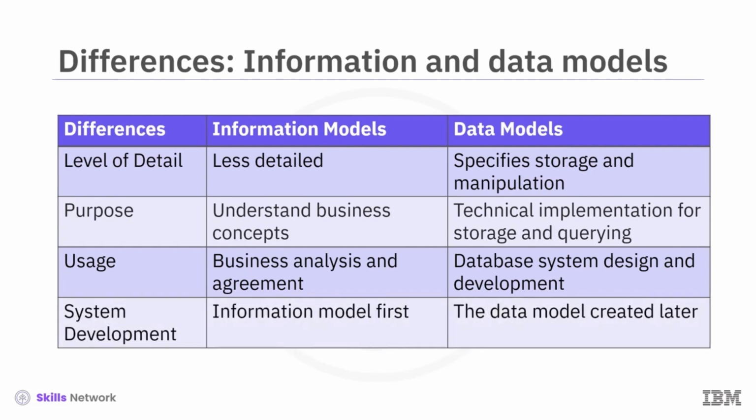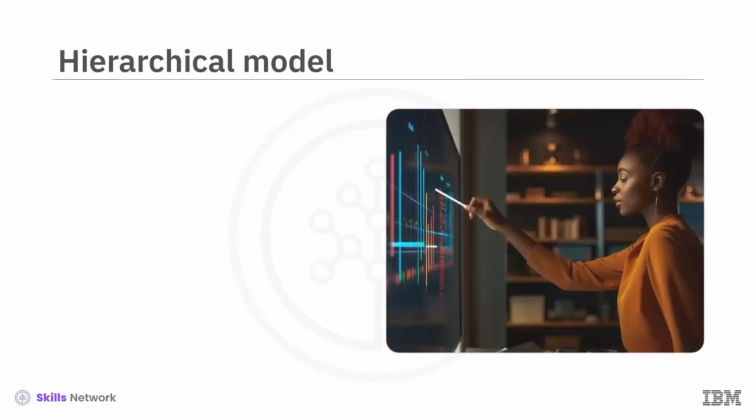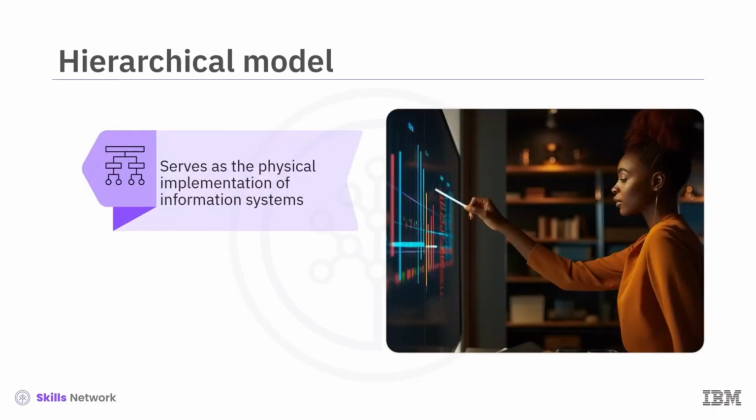In system development, an information model grasps the essential business information types. Then, the model creates a data model and translates these concepts into a technical blueprint for the database system. The hierarchical model serves as a physical implementation of an information system. This is unlike an information model, which focuses on organizational information without delving into physical or technical specifics.